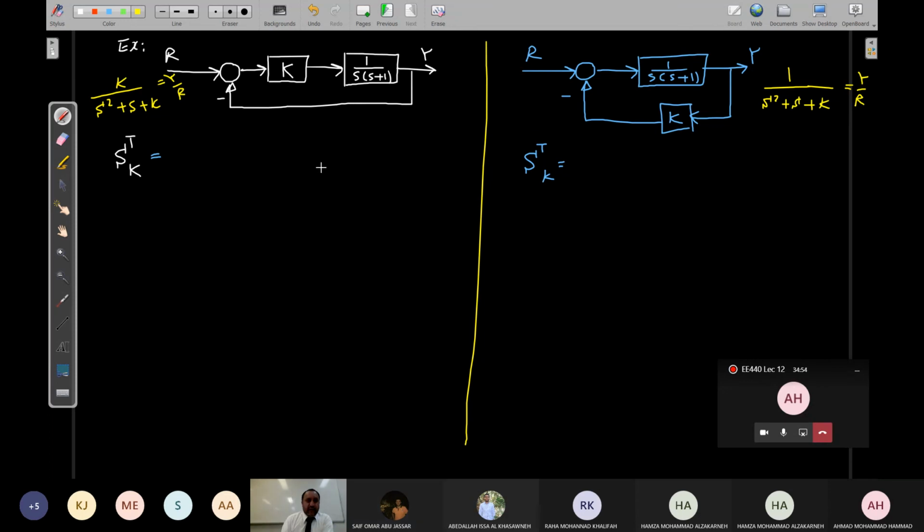Now, let's use the same color here. I will use this one. So this one is N over D. So this will be the sensitivity S of T with respect to K equals the partial of N with respect to K minus the partial of D with respect to K, times K over N. So this will equal to what? D little N. So the first one is what? D little N. Okay.